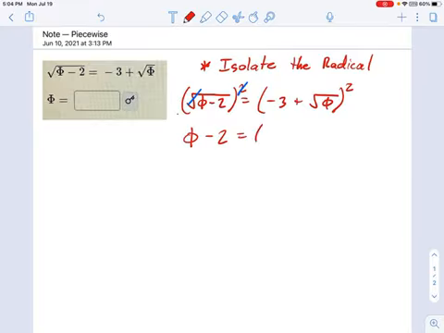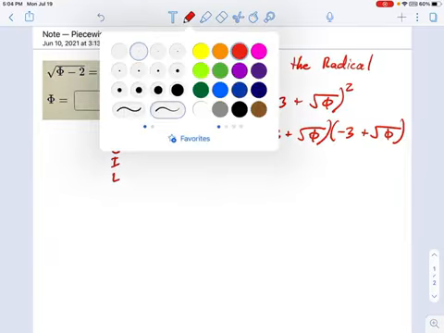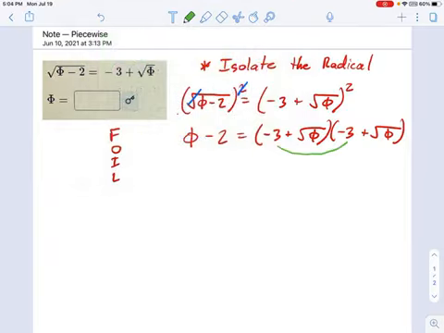And on this side, you just have to be careful with that, because what this squared term means is you're going to generate some foiling that needs to happen. Okay? So now, let's go through the foiling technique. Remember what foiling means. First, outer, inner, last. Right? So, first one I'm going to do is negative 3 times negative 3. That's positive 9. And then, next one I'm going to do is negative 3 times square root of phi. So that's minus 3 square root of phi.